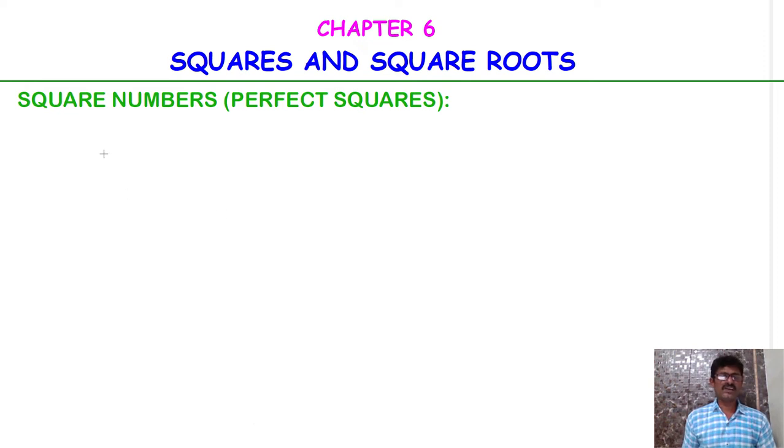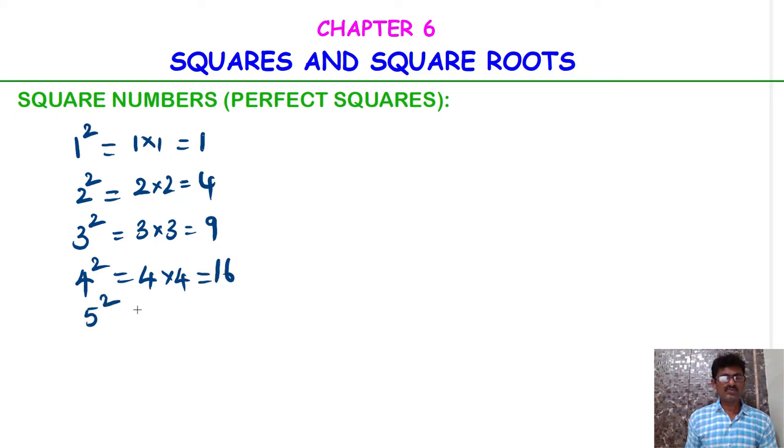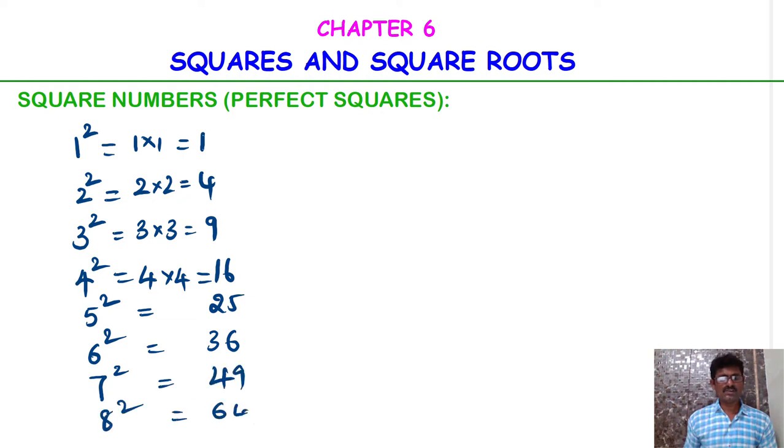Now, if you take the squares of natural numbers, 1 squared equals 1 into 1, which is equal to 1. 2 squared equals 2 into 2, which is equal to 4. 3 squared equals 3 into 3, which is equal to 9. 4 squared equals 4 into 4, which is equal to 16. Similarly, 5 squared equals 25. 6 squared equals 36. 7 squared equals 49. 8 squared equals 64. And 9 squared equals 81. 10 squared equals 100.